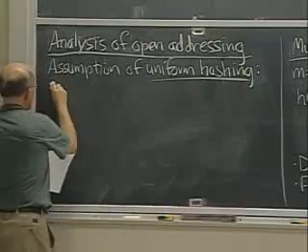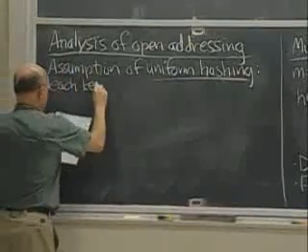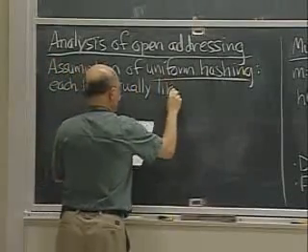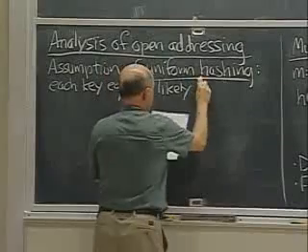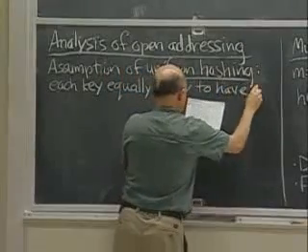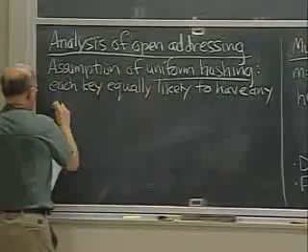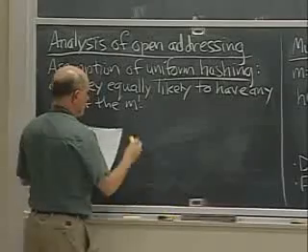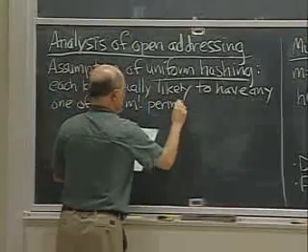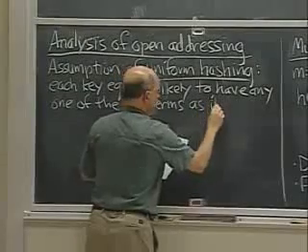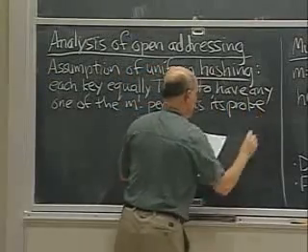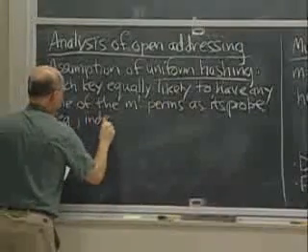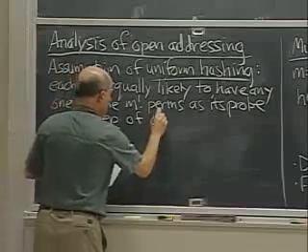Which says that each key is equally likely to have any one of the m factorial permutations as its probe sequence, independent of other keys.